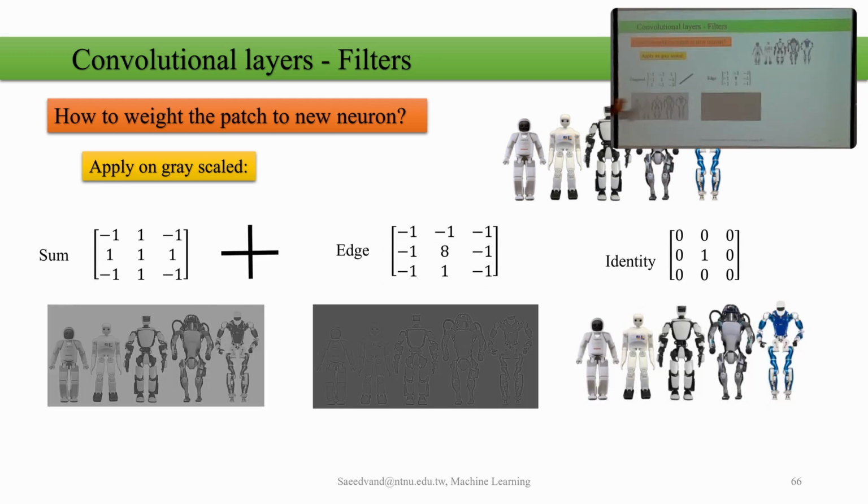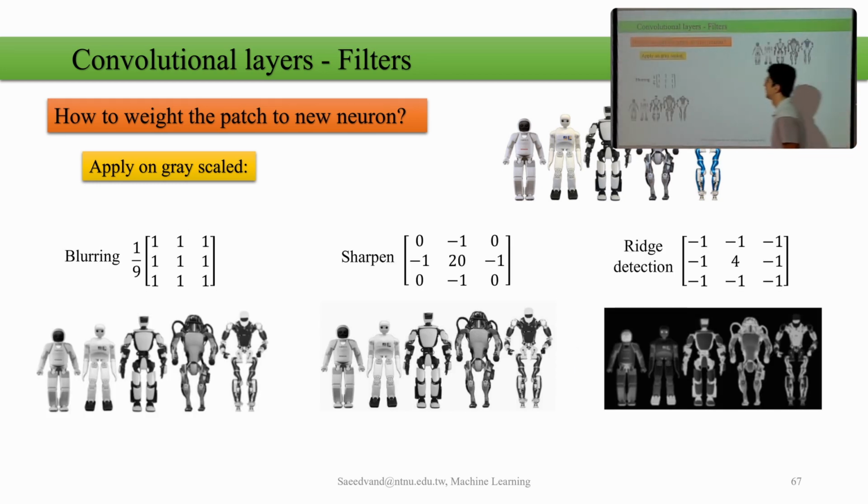This is sum, then edge. So I don't know, can you see it from there? But with the edges, it is very clear that these are humanoid robot edges, also extracted over there. Just edge with some value, you can increase or decrease the value to see what's the difference. And identity, you can see the same image moves to the output.